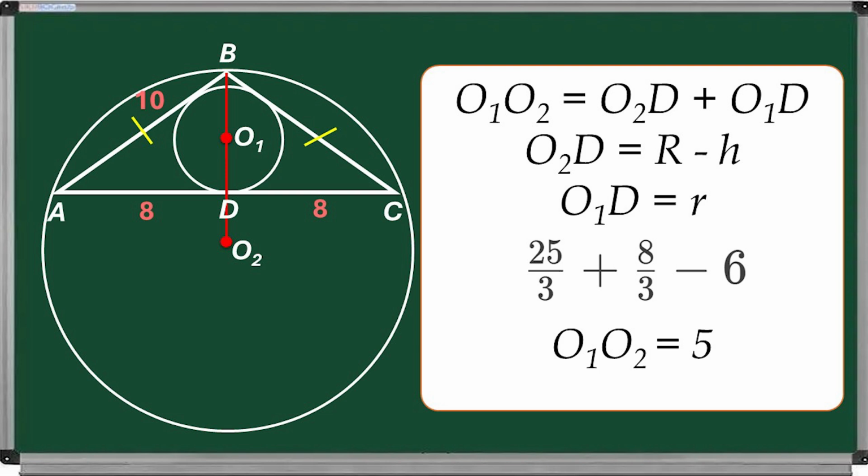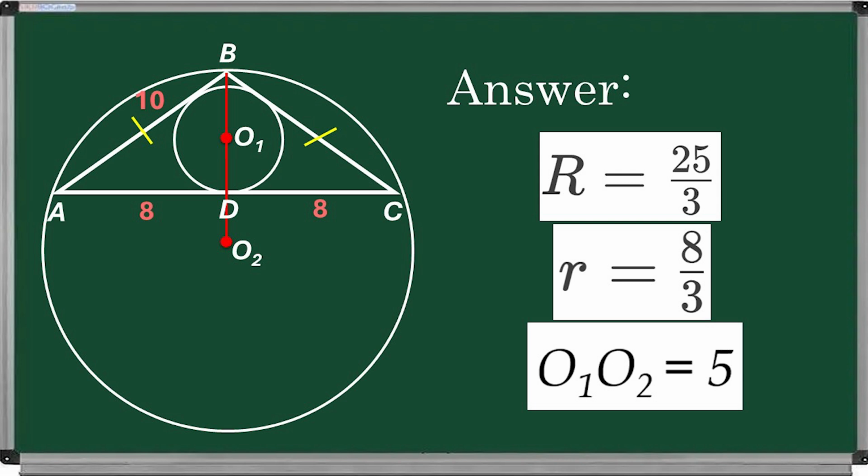Therefore, both centers lie along this same altitude from the top vertex to the base. The length of this altitude, segment BD, is 6 centimeters. The incenter is located r, which is 8/3, above the base AC. The circumcenter is located R, which is 25/3, from the top vertex B. Therefore, the distance between them is given by the formula R plus r minus height. Substituting R as 25/3, r as 8/3, and the height as 6, the distance equals 5.